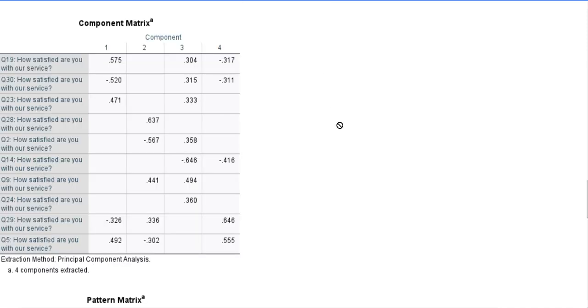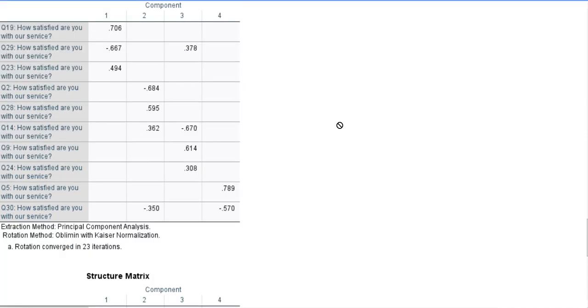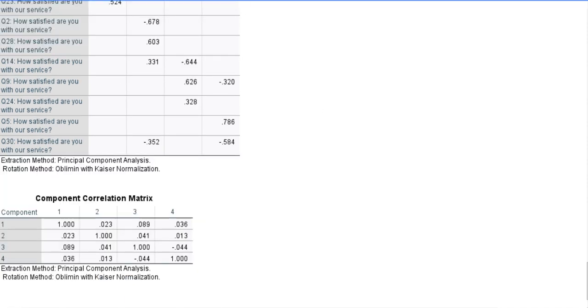We could use the component matrix, but because this test is a little questionable, we're going to use the pattern matrix because it's a little bit cleaner. Looking at the component correlation matrix, you see that if any of the numbers have a correlation of over 0.5, those should be combined groups.